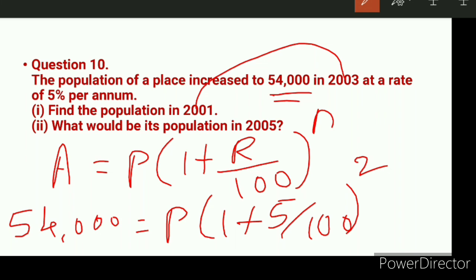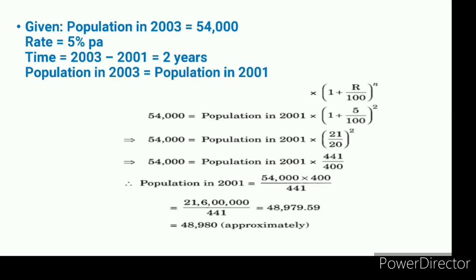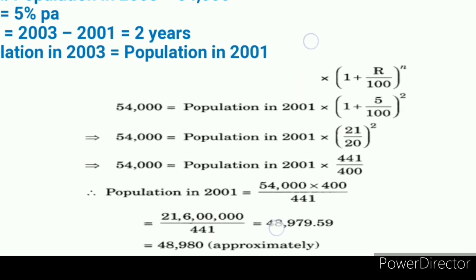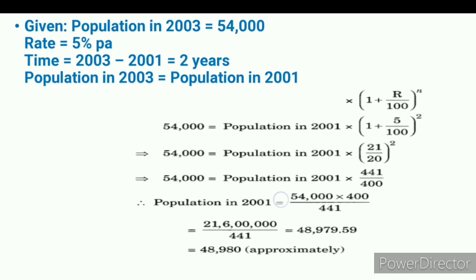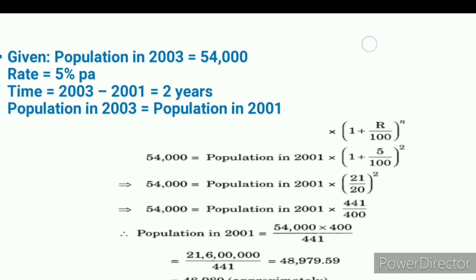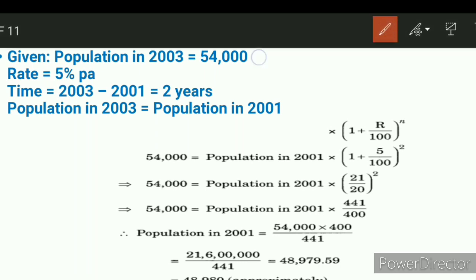Simplification. I'll show the solution here, so you can understand. Yes, look at the solution. Population in 2003 is 54,000. The rate is this much. For the time, we should subtract these two years: 2003 minus 1 year, that is 2 years.